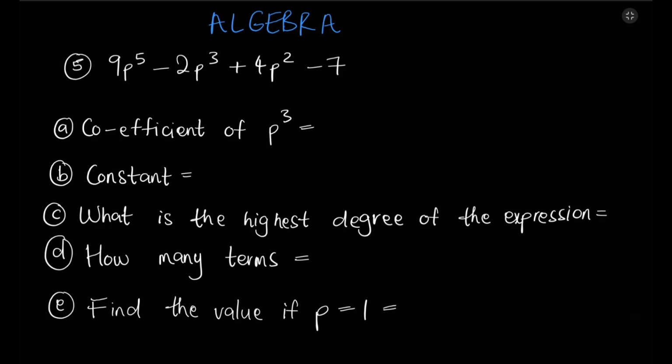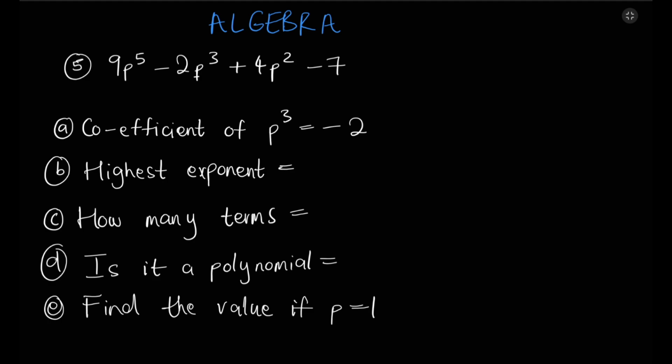9p to the power 5 minus 2p to the power 3 plus 4p to the power 2 minus 7. A. Find the coefficient of p to the power 3. There is p to the power 3. The coefficient is negative 2. B. Find the highest exponent. We have 9p to the power 5. We also have p to the power 3, p to the power 2, and negative 7. What is the highest exponent? It's 5.